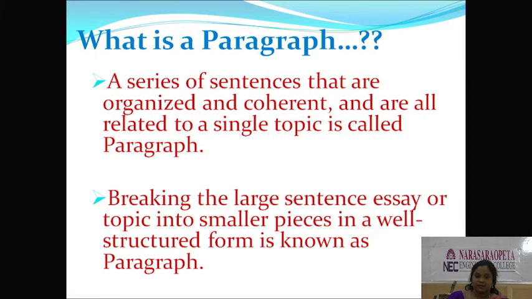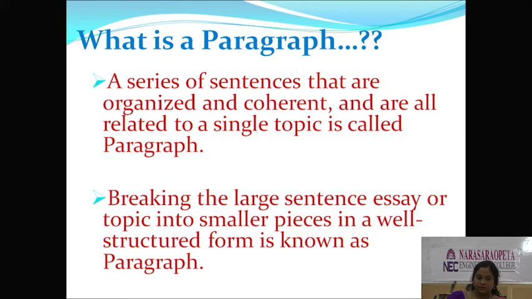First, before I can start with paragraph writing, you need to know what a paragraph is, and how to write a good paragraph is very, very important. A series of sentences that are organized and coherent and are all related to a single topic is called a paragraph. Once again, I repeat, a series of sentences.